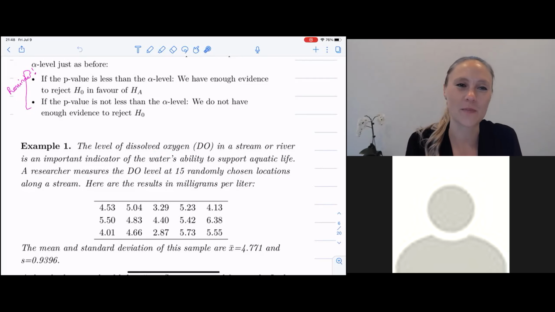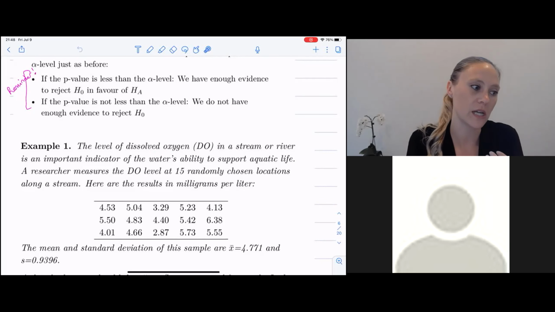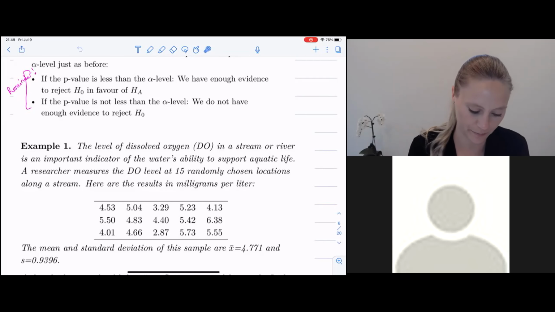Once we know the steps for hypothesis testing and confidence intervals, and we know the theory of t-tests and all that kind of fun stuff, it really doesn't matter what the data is about, right? So it can be biology, it can be chemistry, it can be social sciences, it can be business, it can be anything, it doesn't matter. So that's the cool part.